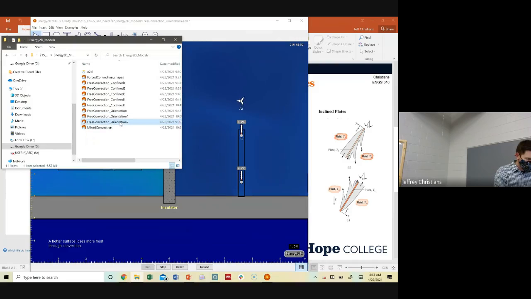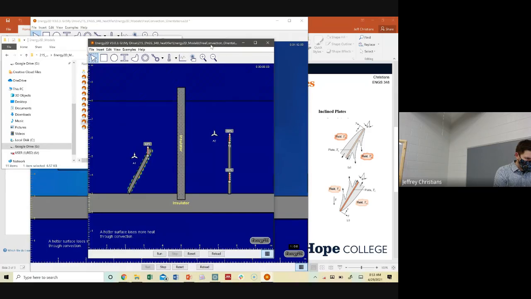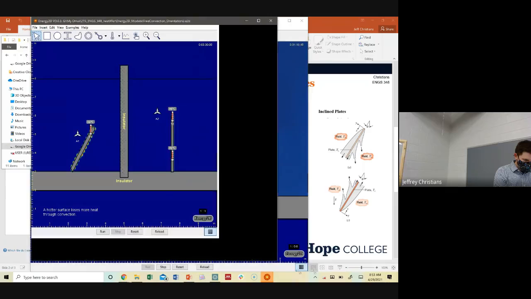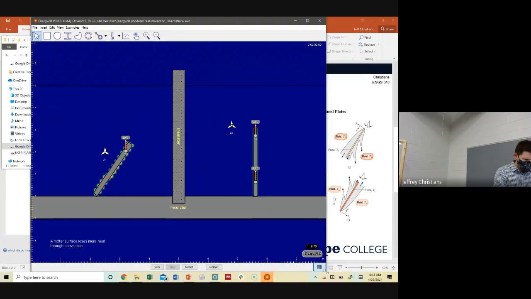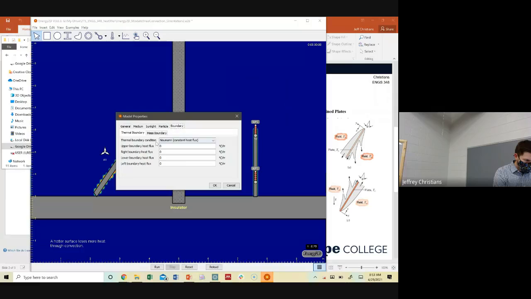Okay, not that. This one. Okay, so this one, we have, again, kind of the same thing. I want to make that so that heat can flow out the top.